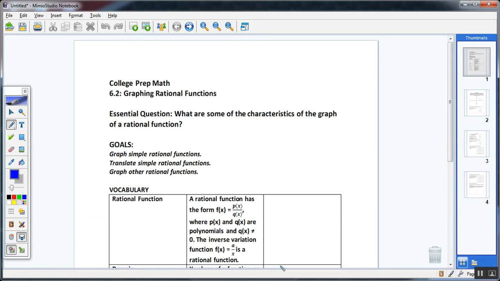But guys, we talked in the last section about inverse variation and direct variation. Okay? Inverse variation and direct variation. What was the formula for inverse variation? Or the form, if you will? A over x. And a was some number other than zero. Okay, and then what was your direct variation form?